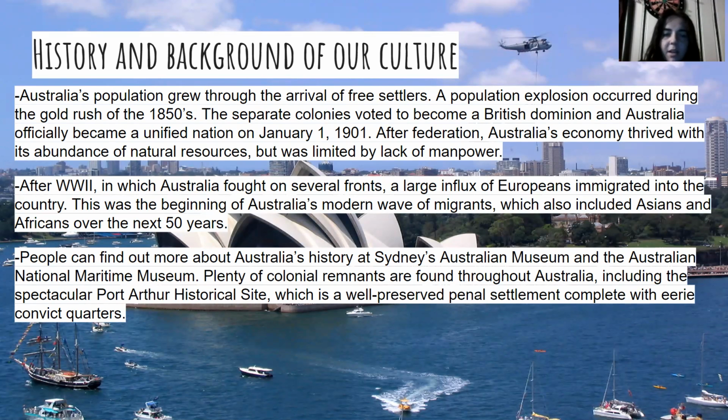This was the beginning of Australia's modern wave of migrants, which also included Asians and Africans over the next 50 years. People can find out more about Australia's history at Sydney's Australian Museum and the Australian National Maritime Museum. Plenty of colonial remnants are found throughout Australia, including the spectacular Port Arthur historical site, which is a well-preserved colonial settlement complete with airy convict quarters.